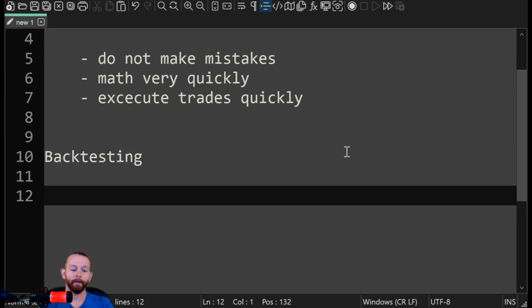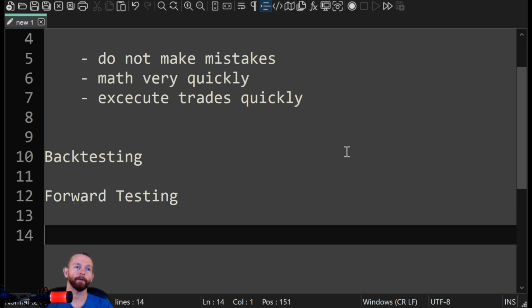So we got backtesting, then after backtesting, I don't know why, I like to be consistent with my capitals. Backtesting, forward testing, and then scaling up to real trading.